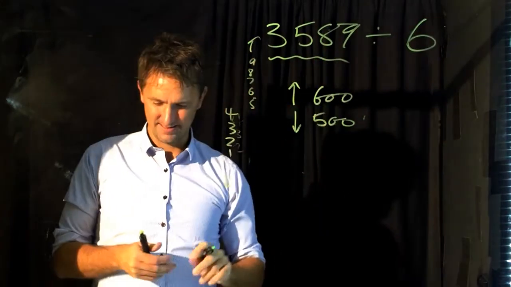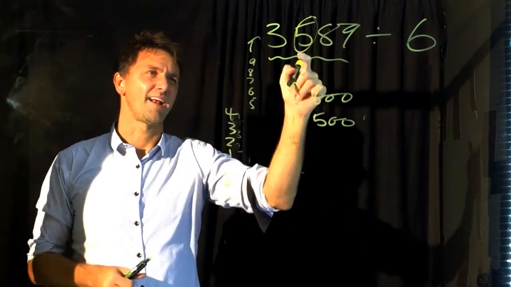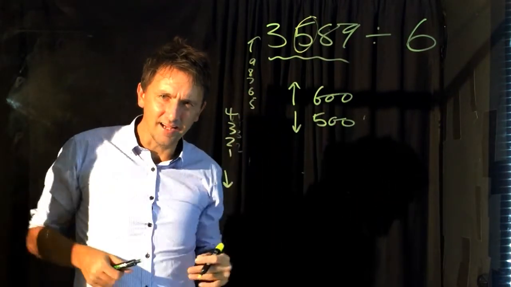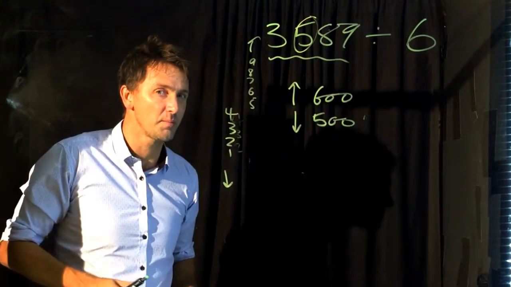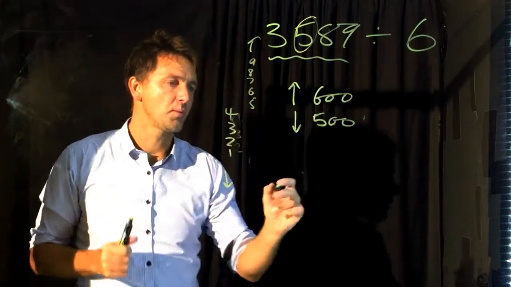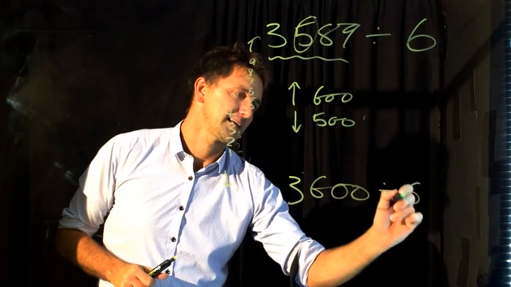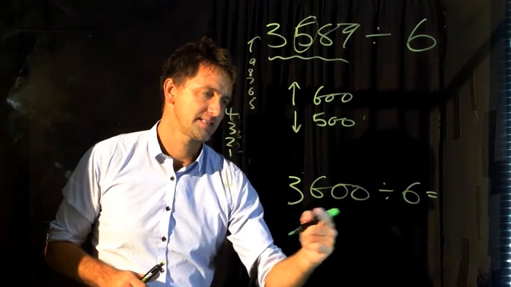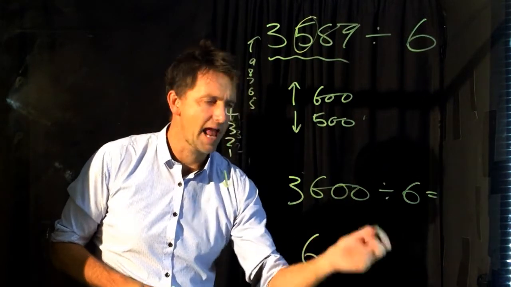What's this number here? We're going to go up or down? What do you think? Write it down. Round this off to the nearest 100 for me. Pause me. Have a go. Okay, I hope you went 3,600 divided by 6, which then would equal, well, 36 divided by 6 equals 6, and add the zeros.